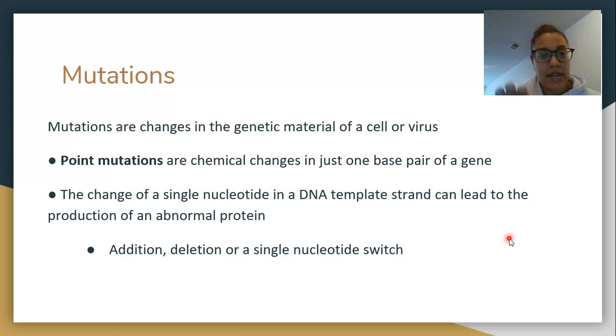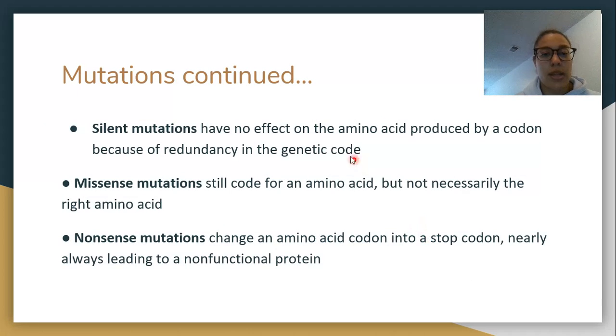one base was added in where it wasn't even supposed to be, or one base was removed or taken out of that sequence. So additions, deletions, or single nucleotide switches can be subcategories of point mutations because one thing was changed. I'll keep going. Point mutations can be known as silent mutations if it is a single nucleotide switch. An A is paired with a G when it should not be.